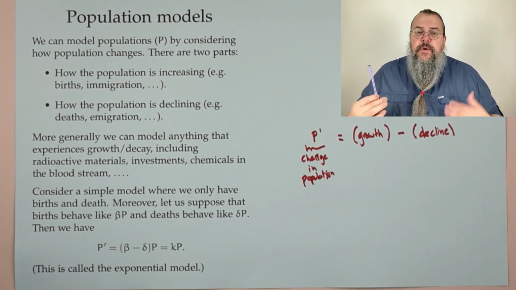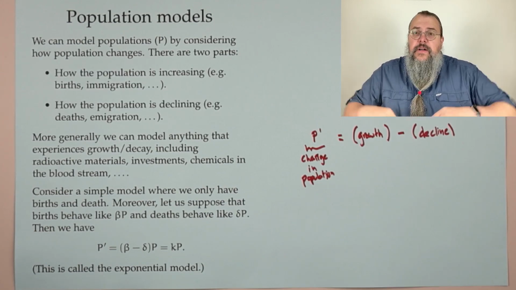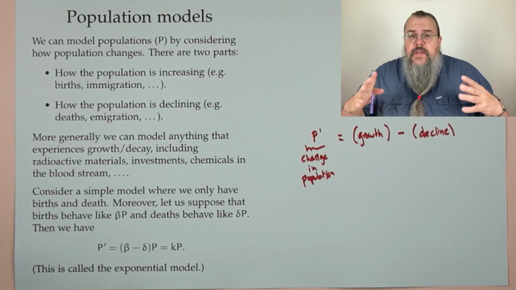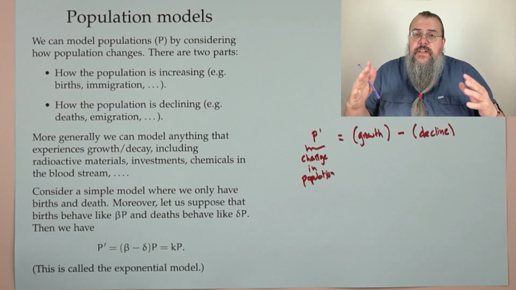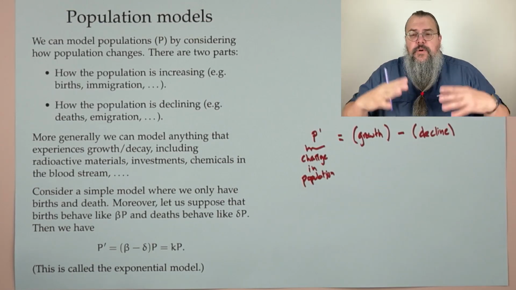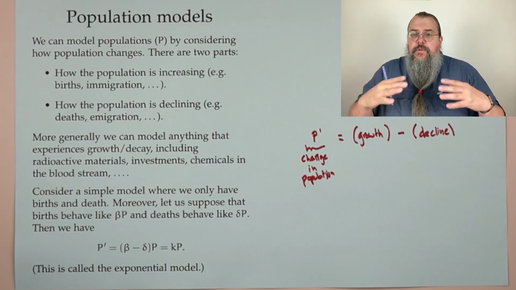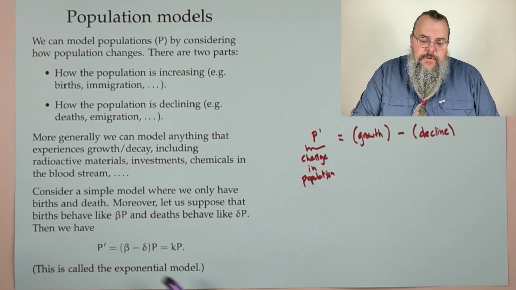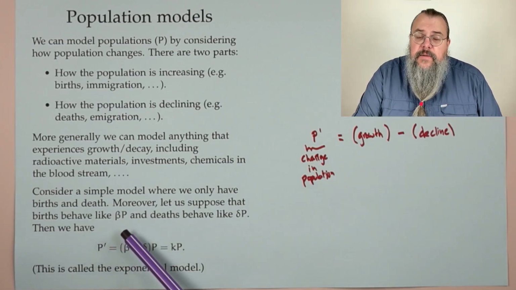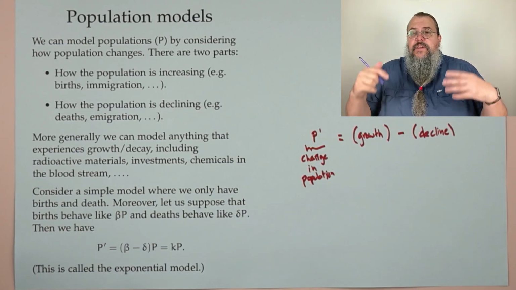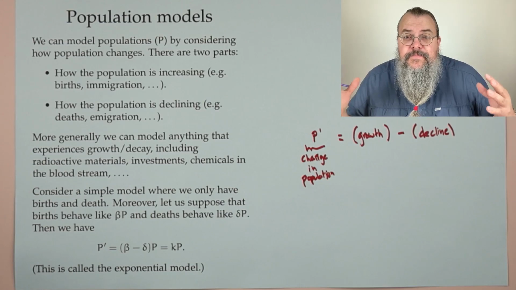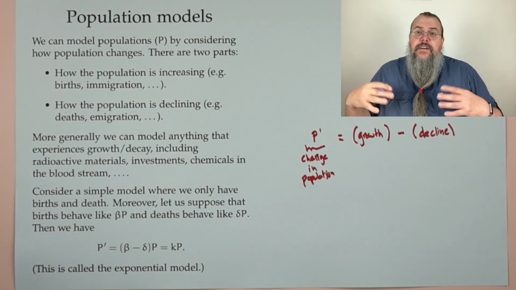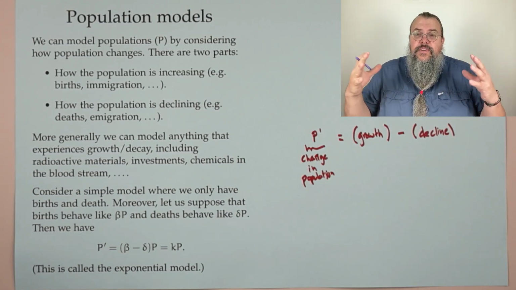So a very simple model is to say, well, the size of the population will be proportional to our growth and also proportional to our decline. In other words, a certain portion of the population reproduces every year. So that would be some constant times the population. For example, if there's 1,000 people, there's a lot fewer births than if there's 1,000,000 people. Similar idea for deaths and shrinking.